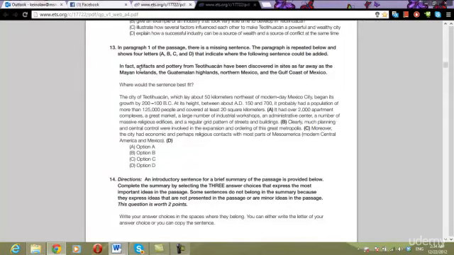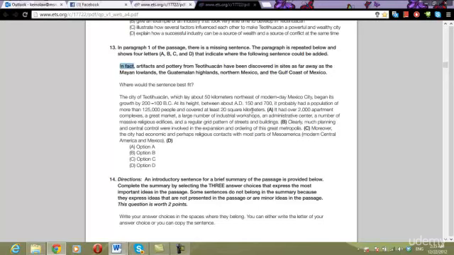So it says, in fact, artifacts and pottery from Teotihuacan have been discovered in sites as far away as Maya lowlands, Guatemalan highlands, northern Mexico, Gulf Coast of Mexico. So we have artifacts and pottery discovered in sites far away. I know the language in fact means the previous sentence has to mention something about something being found far away. I know that's where it's going to belong.